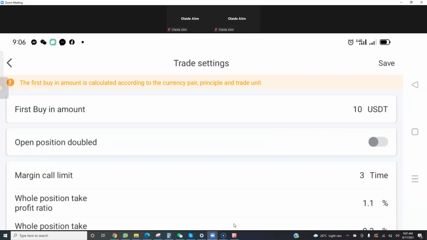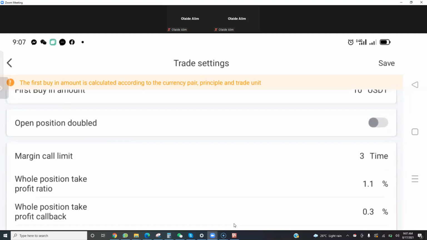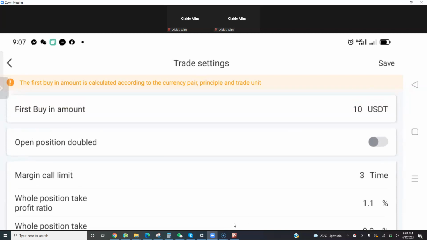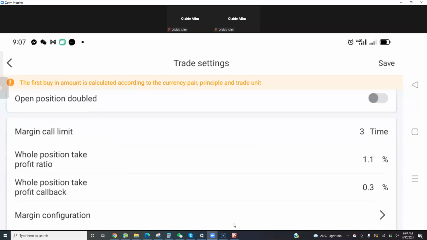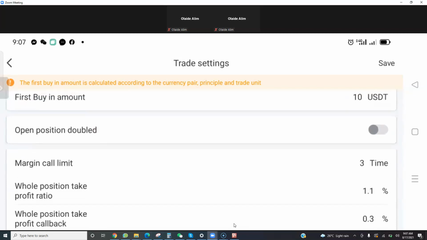The reason why this margin call limit is 3 is because you don't have enough capital. It is just $100. So margin call limit will be 3 for $100 capital, because once the coin is dipping, we instruct the bot to continue buying, and once the coin is beginning to increase, it will be selling.